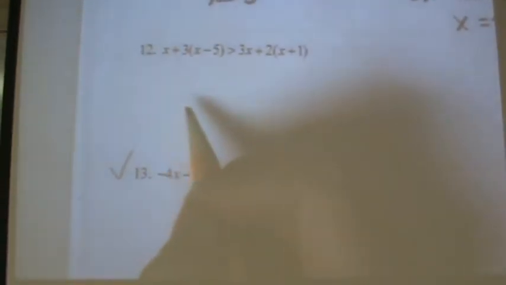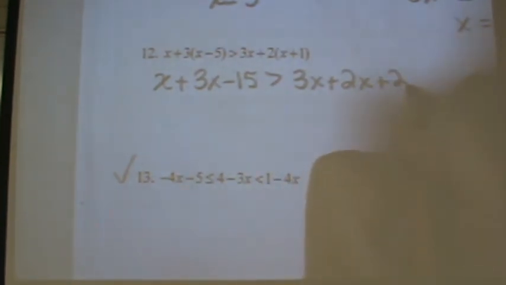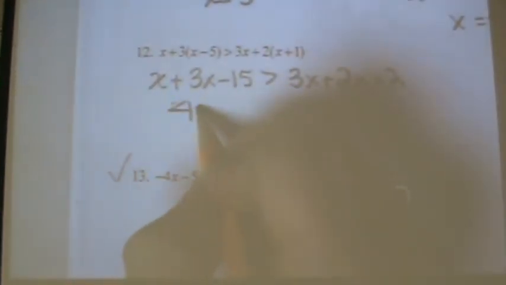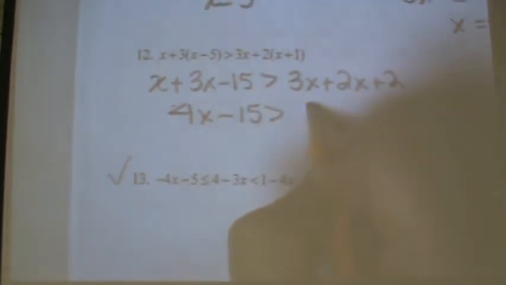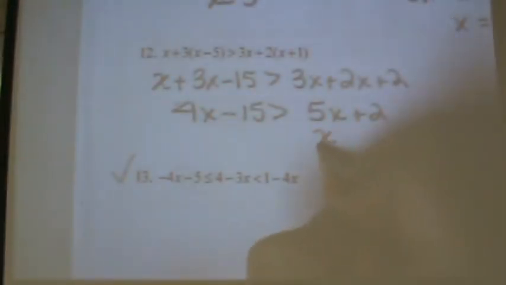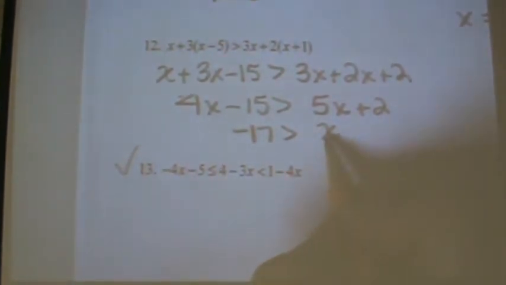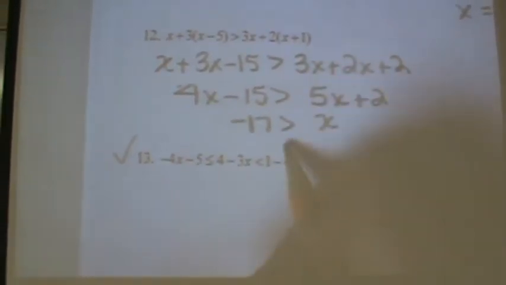Next, how do you solve these inequalities? This is a single 9th grade inequality. You guys know how to do this, right? x plus 3x minus 15 is greater than 3x plus 2x plus 2. Combine like terms. I'm going to subtract 4x, I'm going to subtract 2. So this is saying x is less than negative 17.